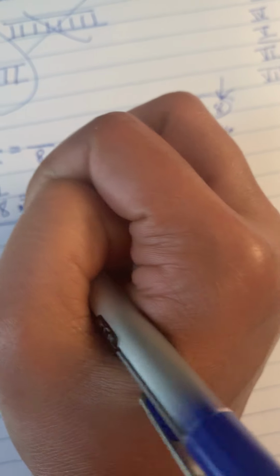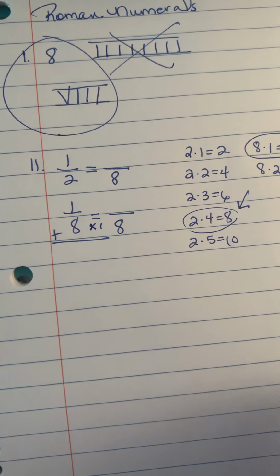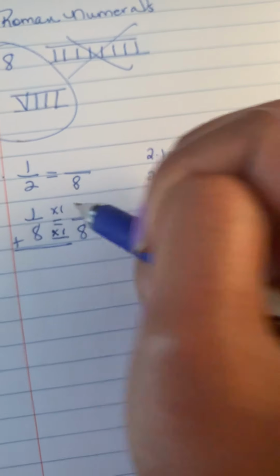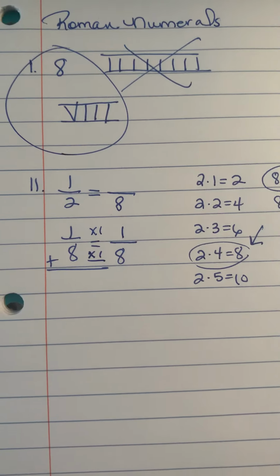Of course, 1 and put it. So you remember your timetables. 8 times 1 would give me 8. Whatever you times, I want you to times it by the top. 1 times 1 equals 1.